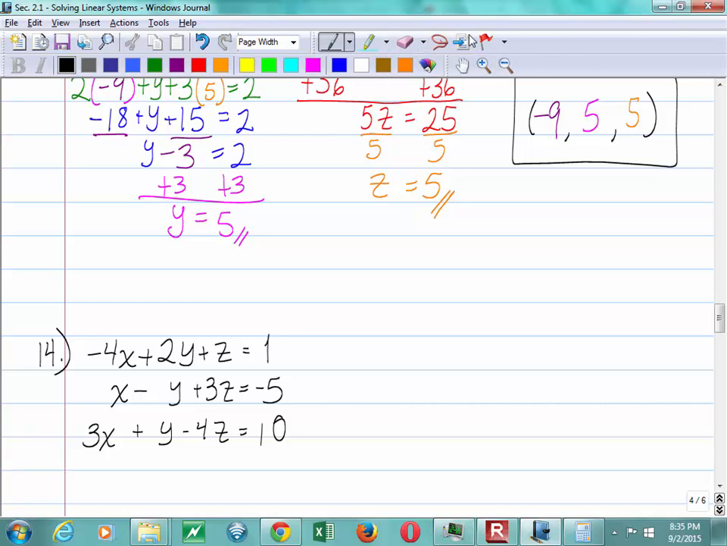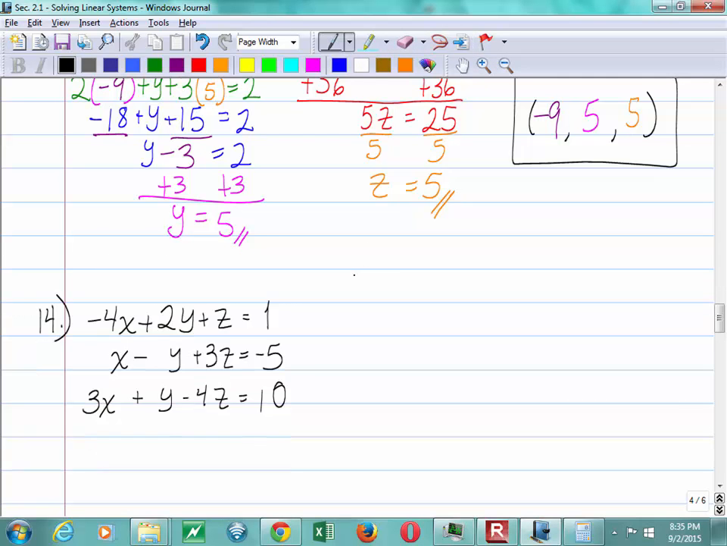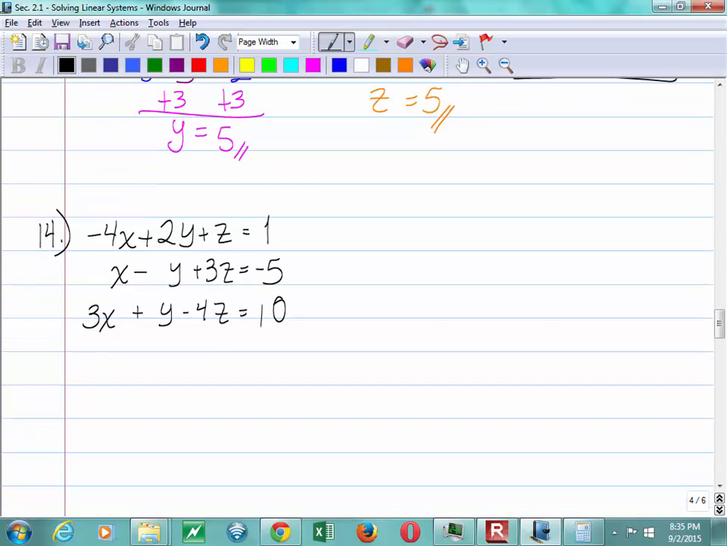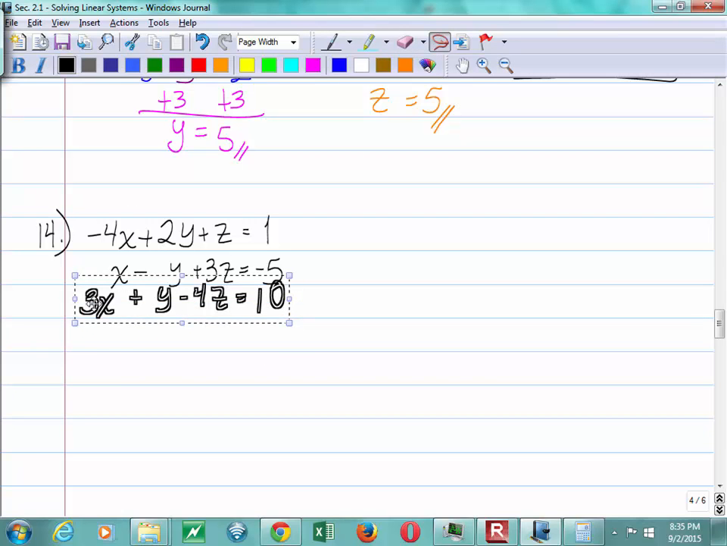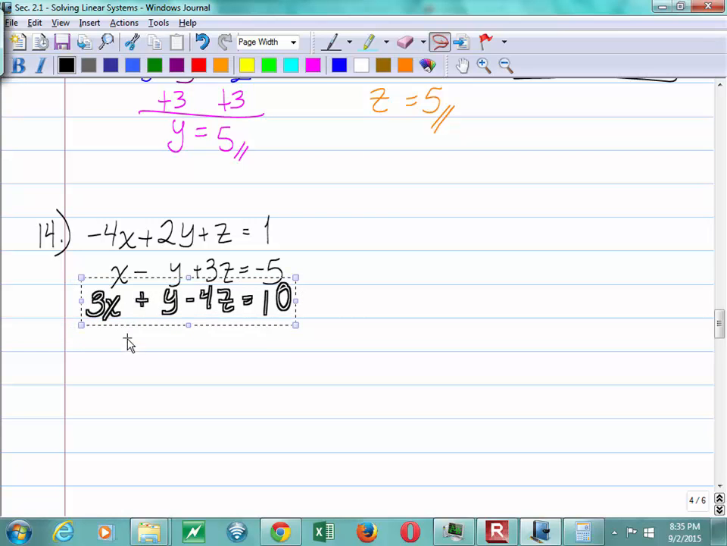Okay, so let's do another example, number 14. So again, I'm going to pick out one of my variables that I can eliminate 2 times, and it just so happens that in this case, the easiest one is also y. Because I can add the second 2 equations together and get rid of the y, and then I can just multiply the second equation by 2 and add it to the first equation to get rid of the y for the second time.